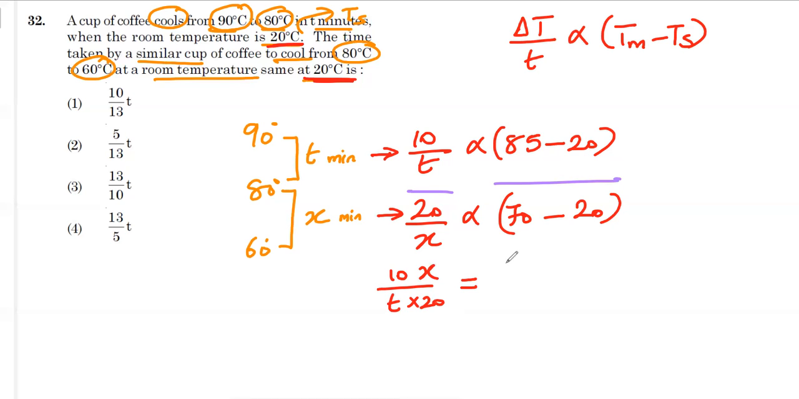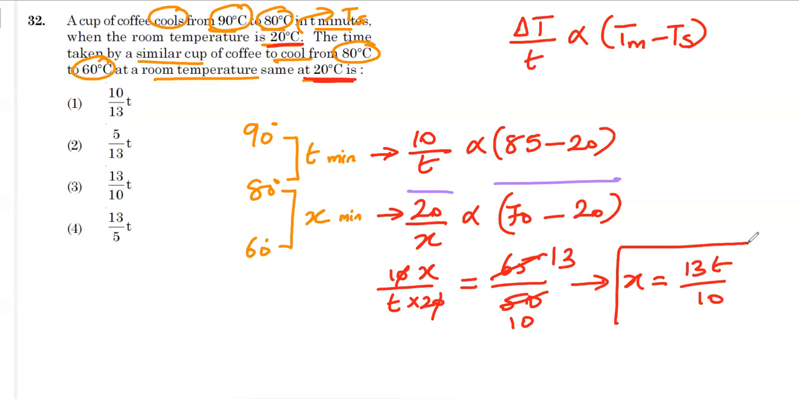So 85 minus 20 is 65. 70 minus 20 is 50. Let's just cancel. This is 2 times, this is 5, this is 10. So this is 13. I'm looking for x. So rearrange பண்ணீங்கன்னா x is equal to t goes there. 13t by 10. That's it.